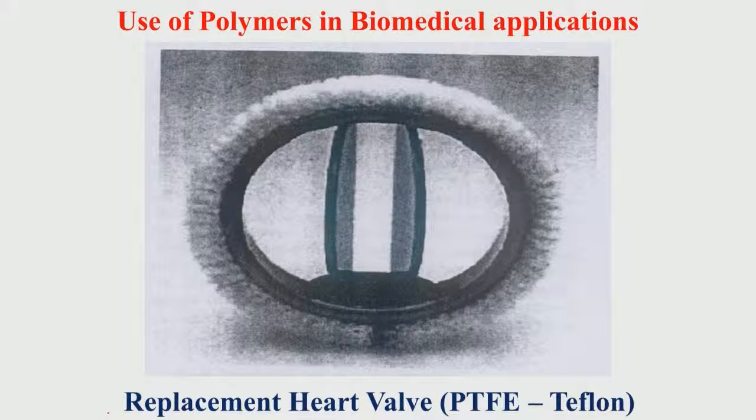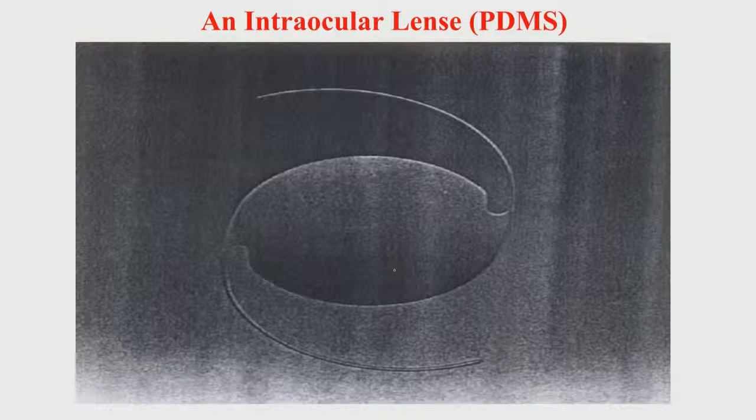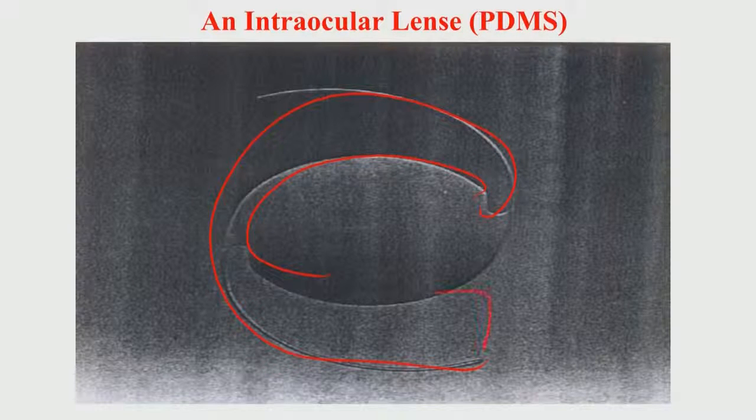Cardiovascular applications: this is the very popular example of a heart valve, made of polytetrafluoroethylene. So, it is used for blood contacting devices. Therefore, thrombogenesis is one of the properties that one has to check for. Intraocular lenses: polymethyl methacrylate, PMMA, is used in intraocular lenses, as well as PDMS, polydimethyl siloxane.